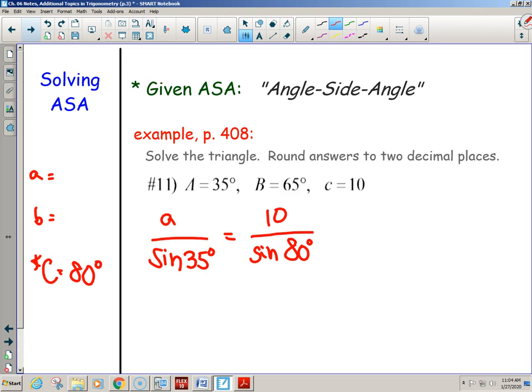Once again, you guys see why I'm putting that lowercase up on top, right? So all I have to do is just multiply this guy to the other side.